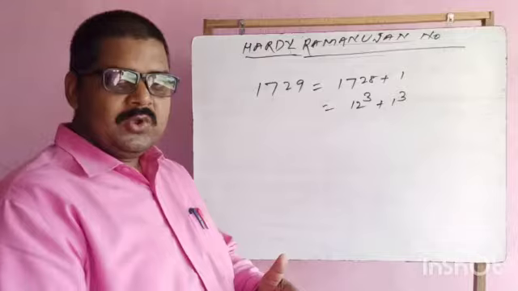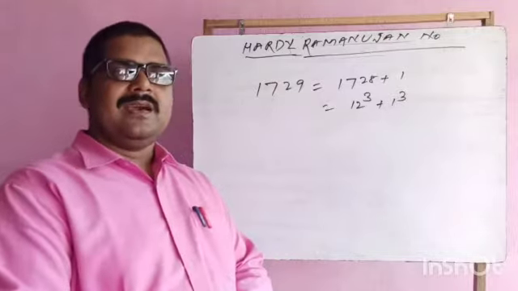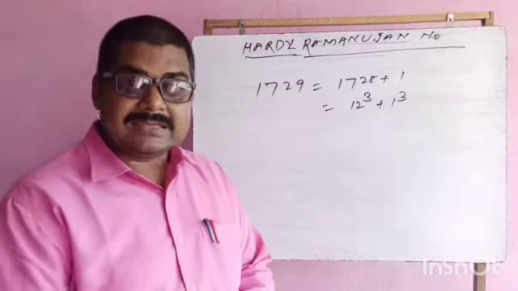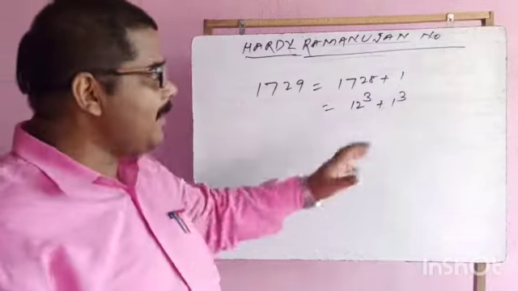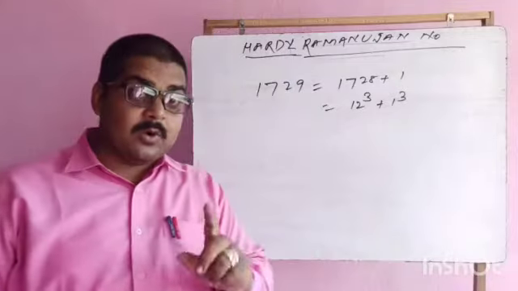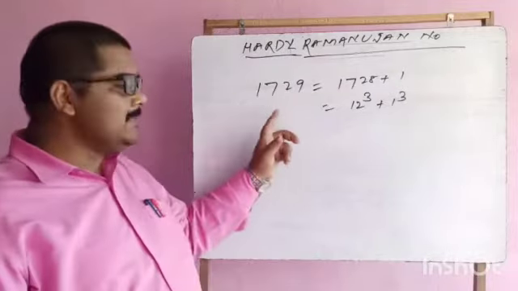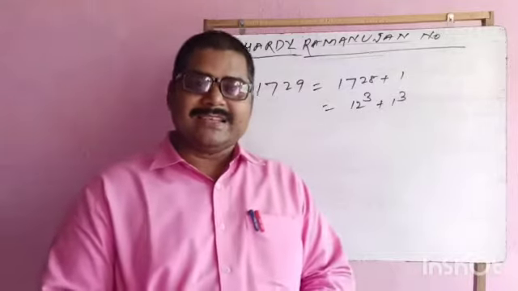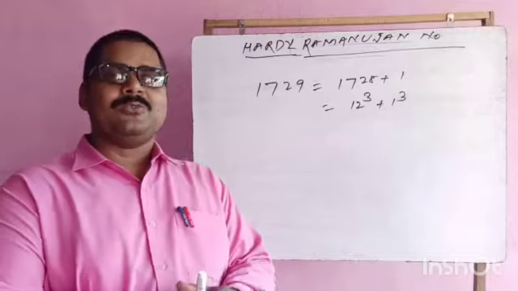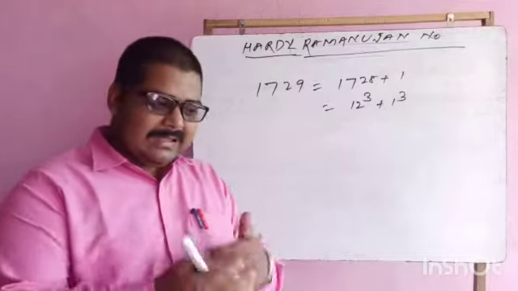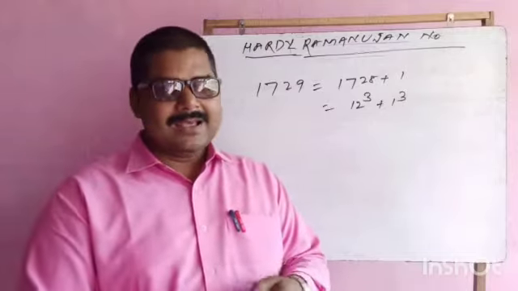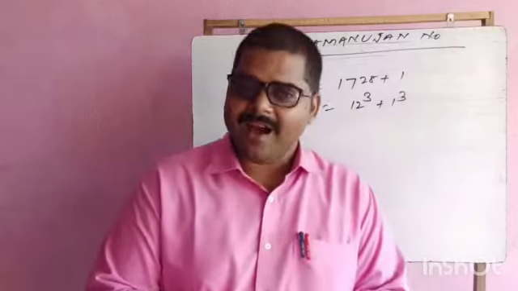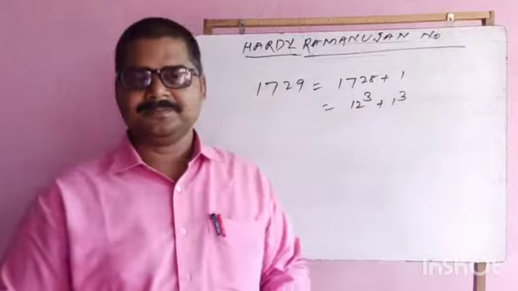So when a number is expressed as the sum of cubes of two other numbers, this number is known as a Hardy-Ramanujan number. The smallest such number was 1729, and that was the taxi number. Very interesting: since this special case was generated by Ramanujan in the presence of Hardy, it is known as the Hardy-Ramanujan number.